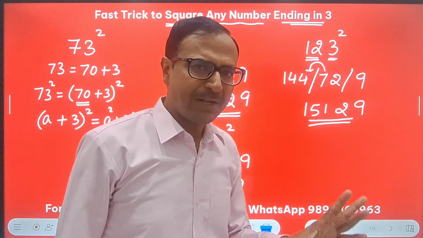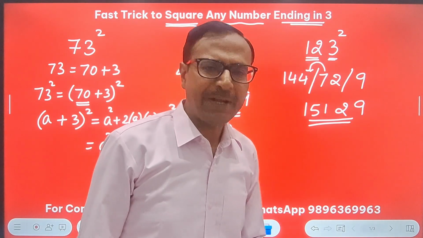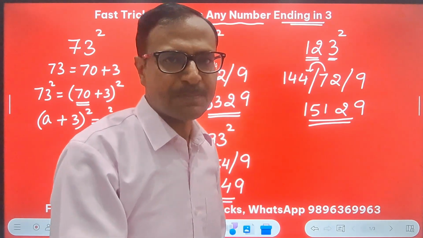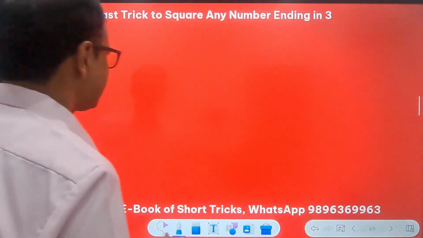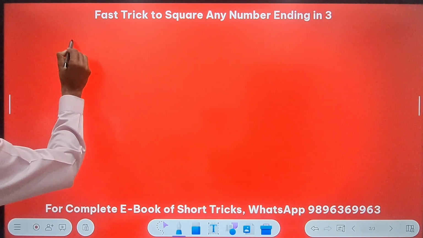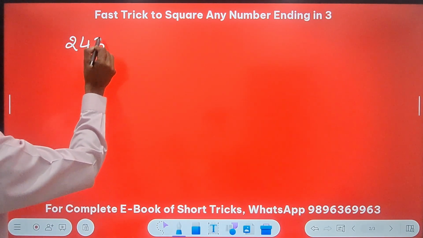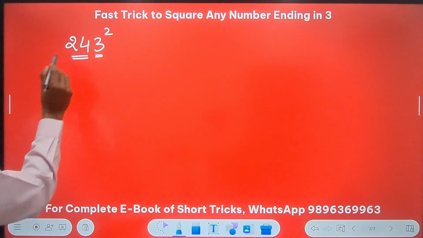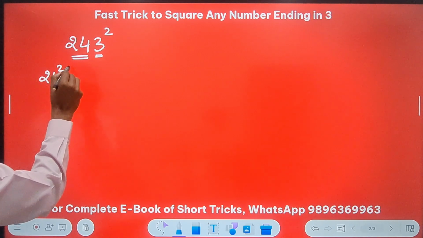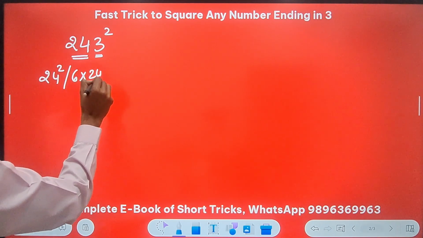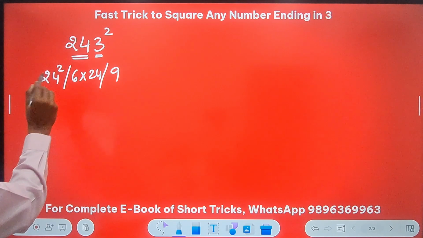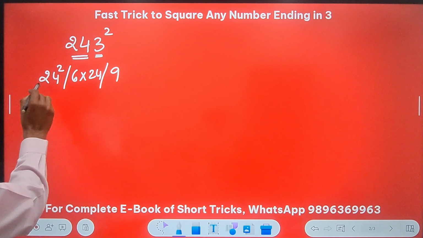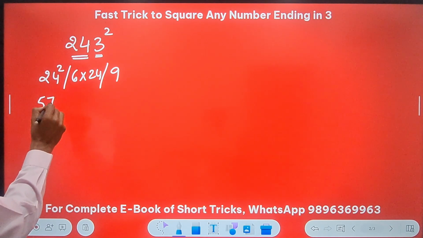Now, does it work every time, or do you need some special competencies to get to the correct answer? Let's see in subsequent examples. Let's expand the trick to some higher numbers like 243 square. Now A is 24 and B is 3 obviously. So I need a 24 square, I need a 6 times 24, and finally we need a 9. So 24 square, if you don't know 24 square, you should know the short trick. If you know 24 square, which is 576, it's perfectly fine.